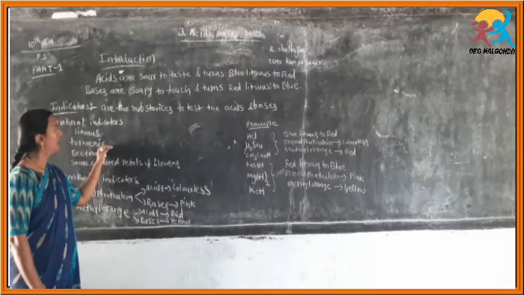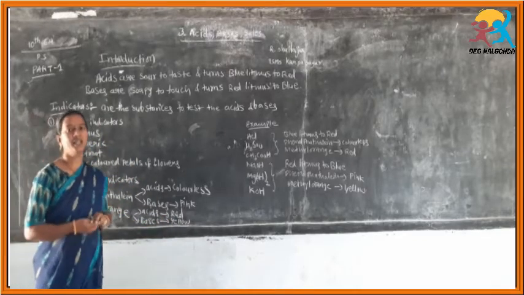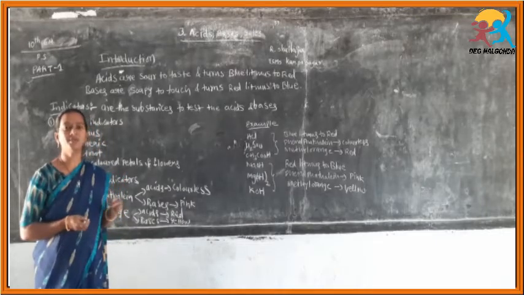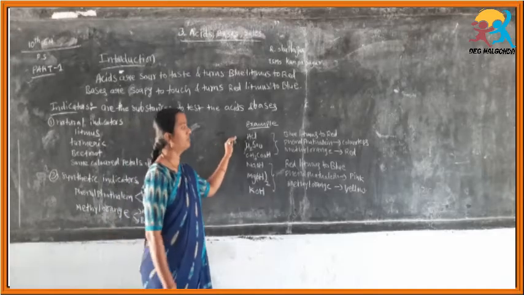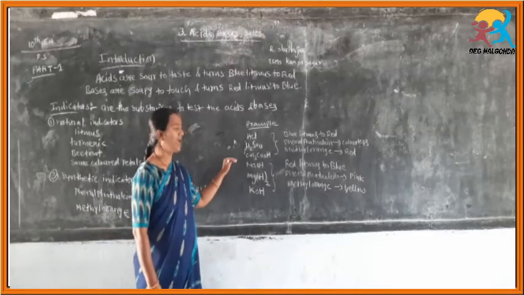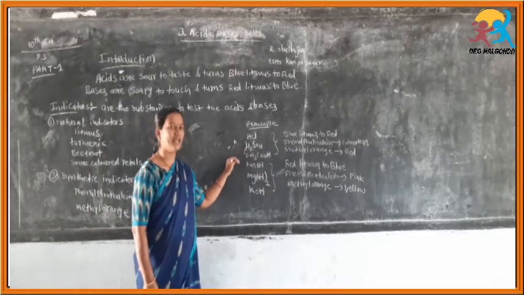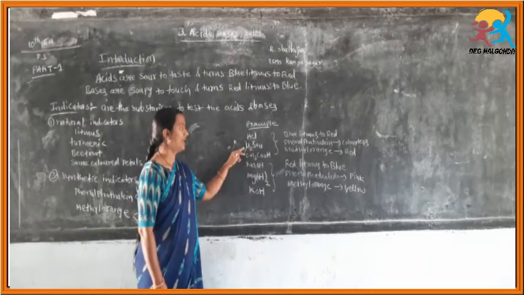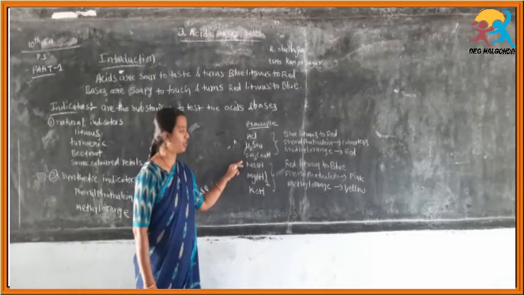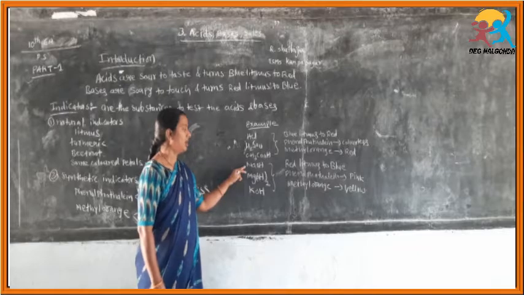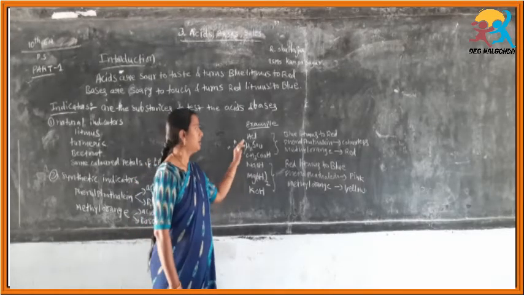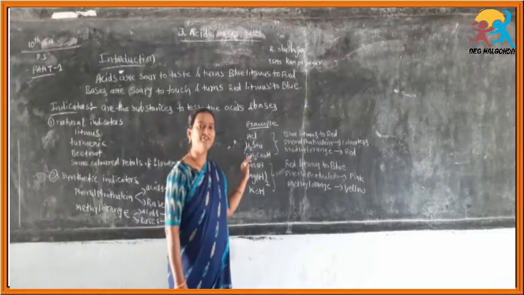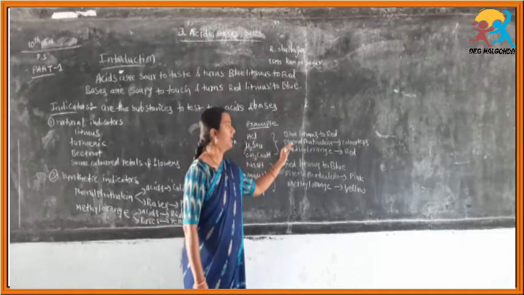So with natural indicators and synthetic indicators, by the change in color we can observe acidic substances and basic substances. Here are a few examples: hydrochloric acid, sulfuric acid, acetic acid, with the formulas HCl, H2SO4, CH3COOH. And the bases are sodium hydroxide, magnesium hydroxide, potassium hydroxide. These substances we can identify by using the indicators.